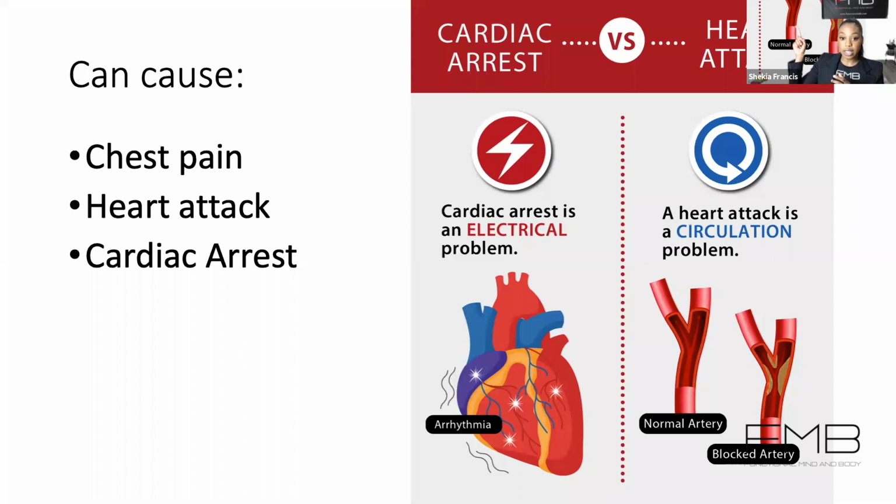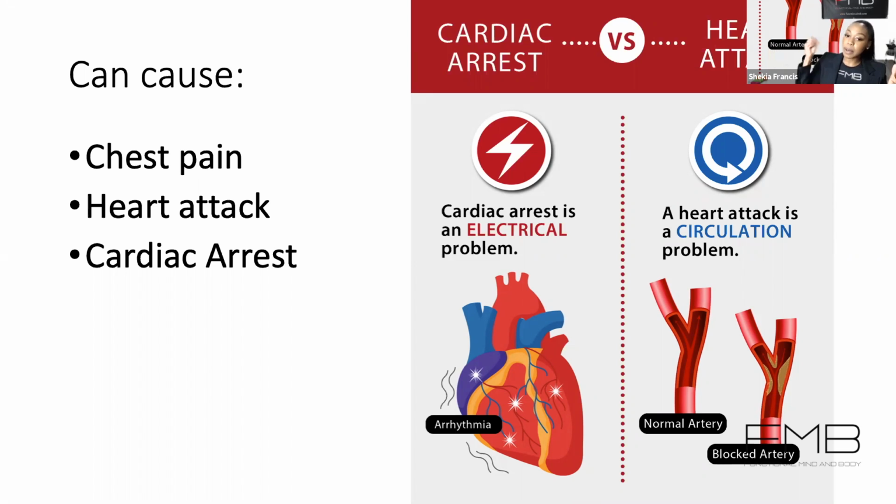Here's a healthy, normal artery. Here is one that has a plaque, and it makes it harder for blood flow to go through. That is a heart attack. What people sometimes get heart attack confused with is cardiac arrest. Cardiac arrest is something that is electrical. It's when your heart rhythm changes.